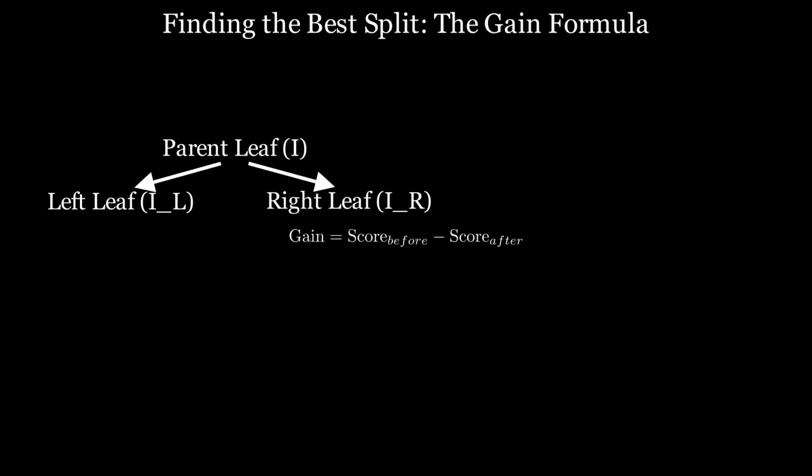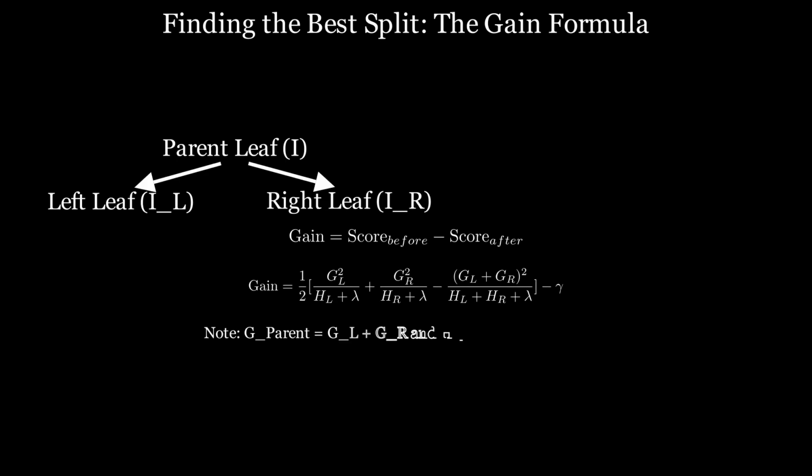Let's write this out using our scoring function. Score before is the score of the parent leaf. Score after is the sum of the scores of the new left and right leaves. Let's try again. The gain is the objective for the parent leaf, minus the objective for the two children leaves. The term gamma is the penalty for adding a new leaf. By splitting one leaf into two, we add one leaf to the tree, so we incur a penalty of gamma. The algorithm iterates through all possible features and all possible split points, calculates the gain for each, and chooses the split with the highest gain.